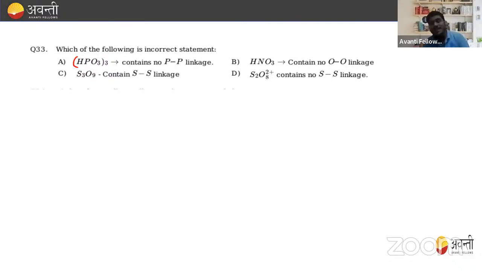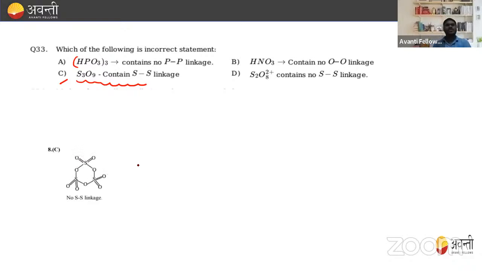Okay, so let me explain the correct solution for this question. Which of the following is incorrect? Just observe option C carefully. It's saying S3O9 contains SS linkage. But if you draw the structure of S3O9, you will find that it does not contain any SS linkage. So the incorrect option is option C. Let me show.